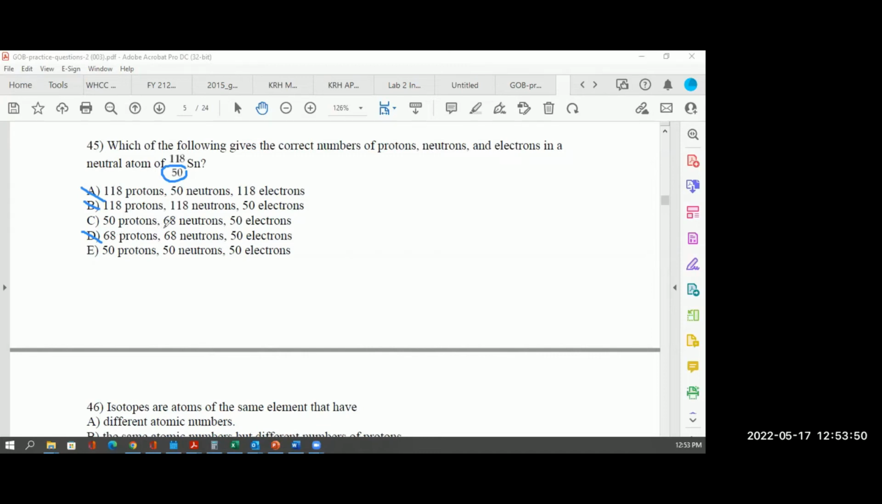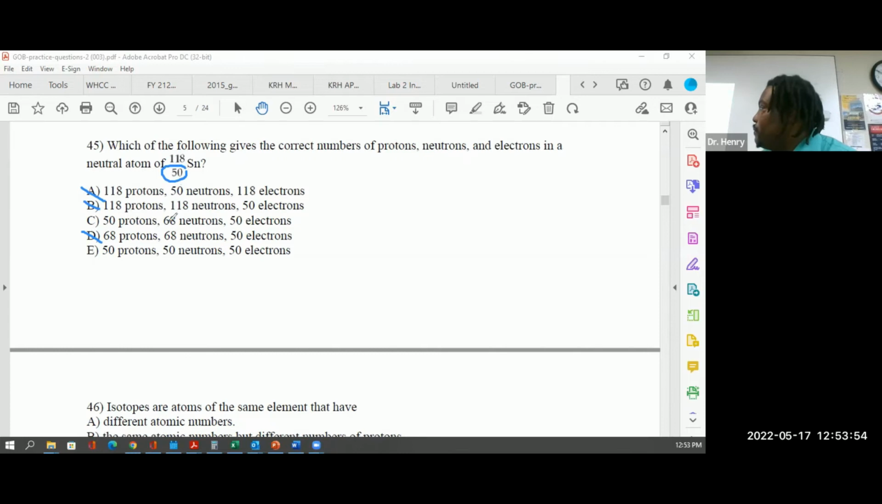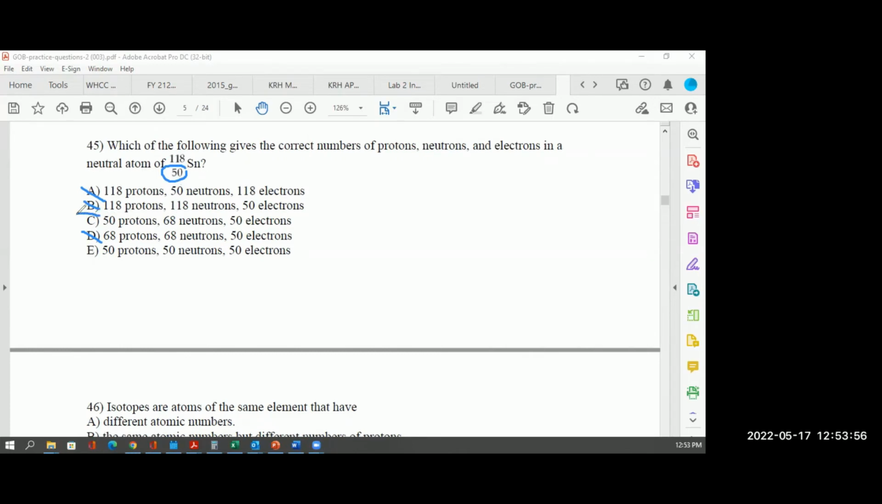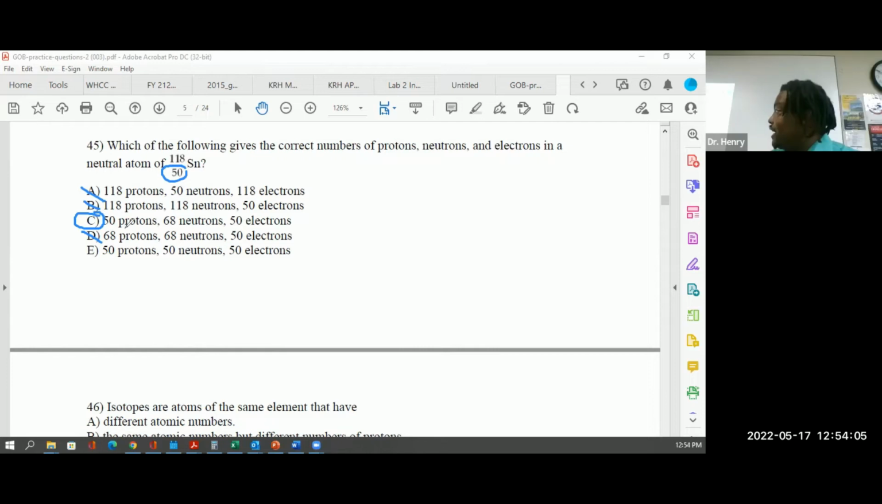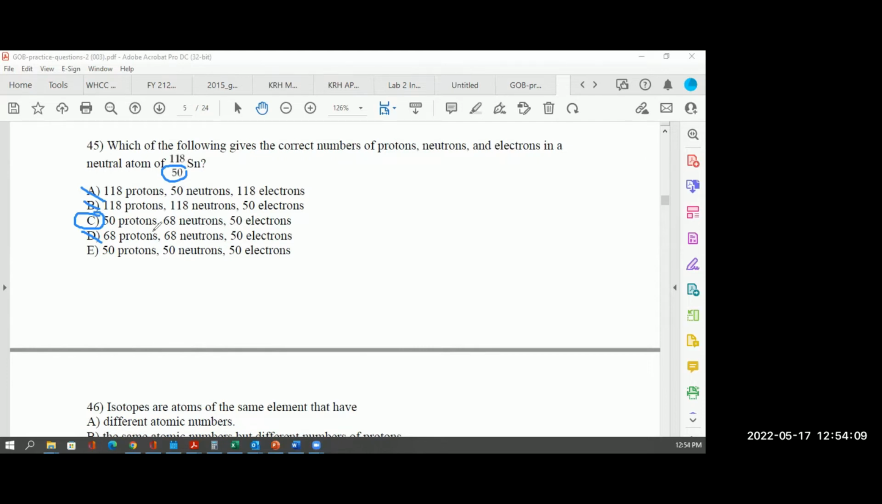Wouldn't you subtract 118 from 50? So I subtract 118 from 50. So the answer is going to be C. Correct answer C. Okay. You guys got that? Yeah, that makes sense. Okay.